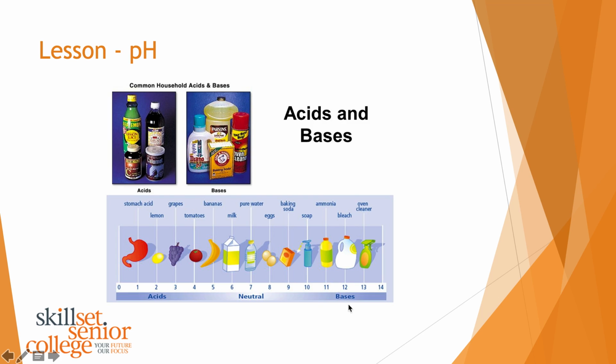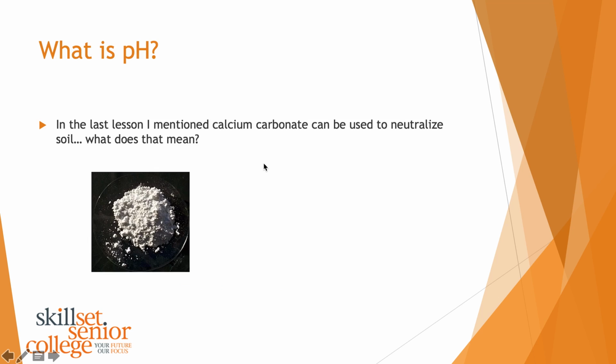So we use the word base and alkali kind of interchangeably when we're talking about pH, but everything below 7 is what we'd consider acidic. Everything above 7 is considered basic or alkali. And 7 itself is considered neutral. It's neither acidic or basic. And 7 is pure water. So pure water is neutral. So we're going to talk about this at length today.